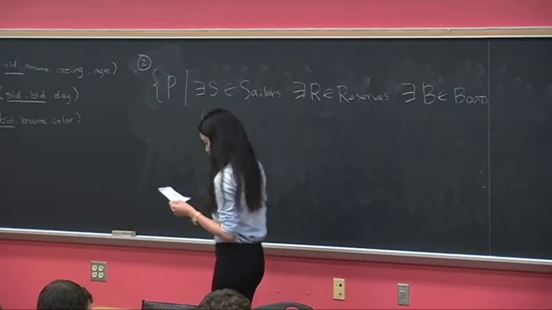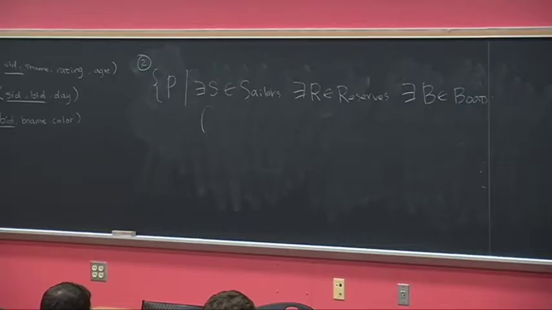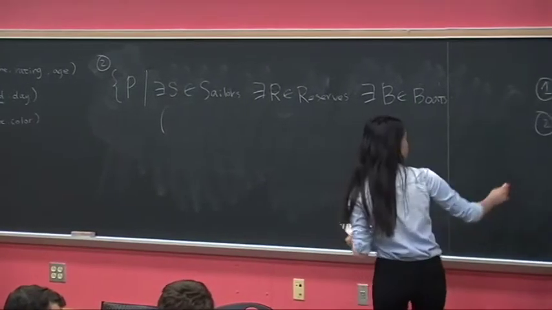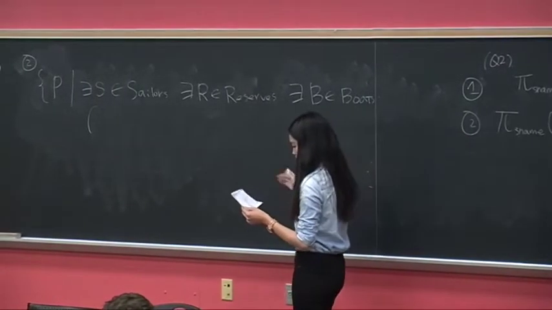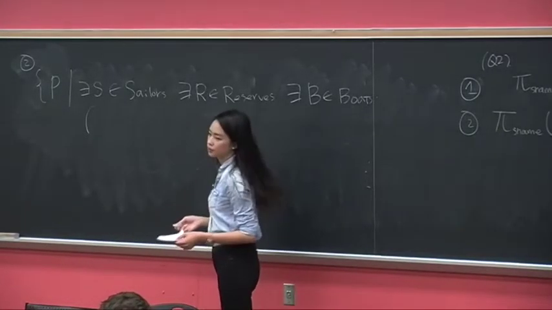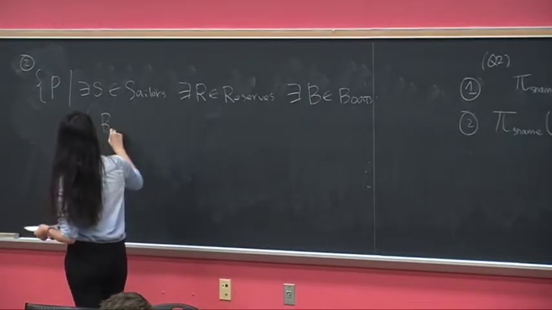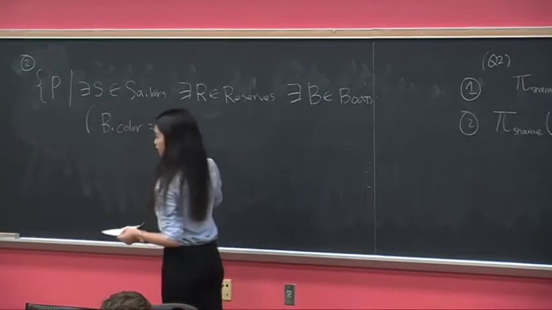What next? Take a look at here. BID? BID what? Okay, what do you guys want to do? If we are trying to write based on the second one, how about we start from the selection? Then what would you do? B color equals to red. Okay, so that part takes care of the selection.